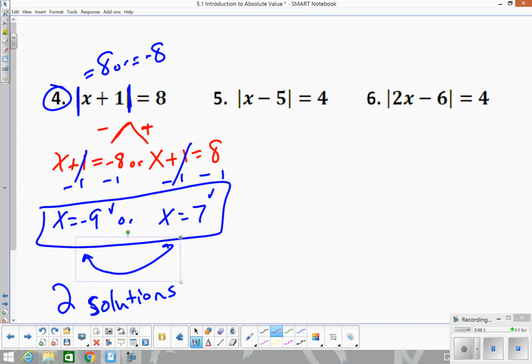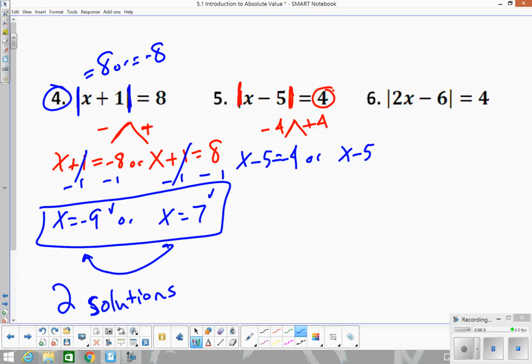Let's try another one. The first thing I want to do is make sure my brackets are isolated, which they are. So then I'm going to go ahead and break off my 2 equations. One that equals a negative 4, one that equals a positive 4. So I'm going to go ahead and write my equation without the absolute value brackets. X minus 5 equals negative 4. Or x minus 5 equals a positive 4. Okay?